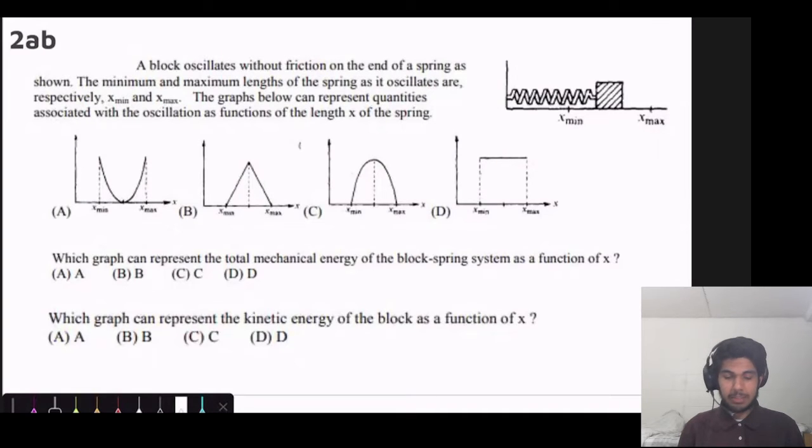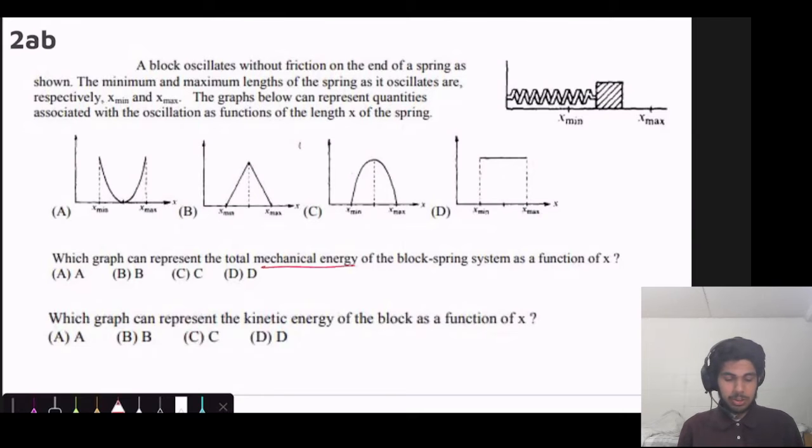The minimum and maximum lengths of the spring as it oscillates are respectively x min and x max. So that's seen here and here. The graphs below can represent quantities associated with the oscillation as functions of the length x of the spring. Okay, so the first part is asking which graph can represent the total mechanical energy of the block spring system as a function of x.